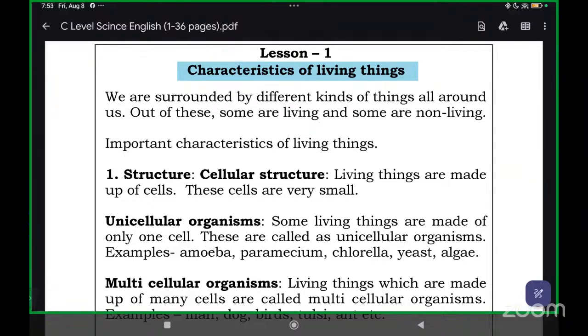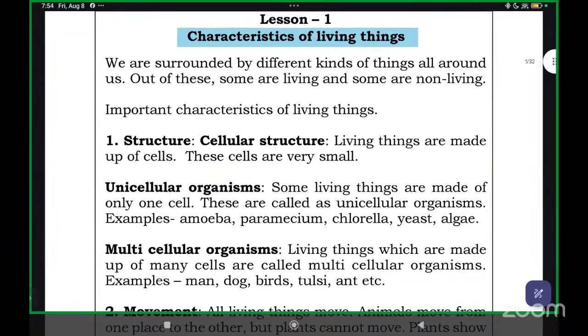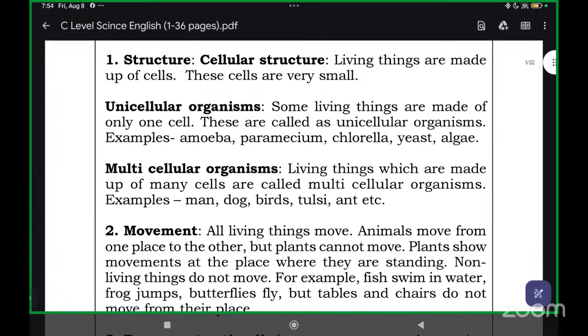Now, this lesson talks about the characteristics or the properties of living things, their nature. So we will see the characteristics of living beings, living organisms. The first one is structure. Living beings have cellular structure, which means that they are made up of cells.